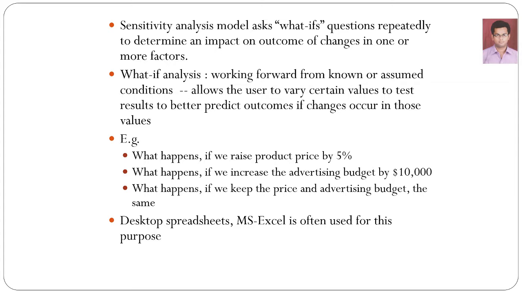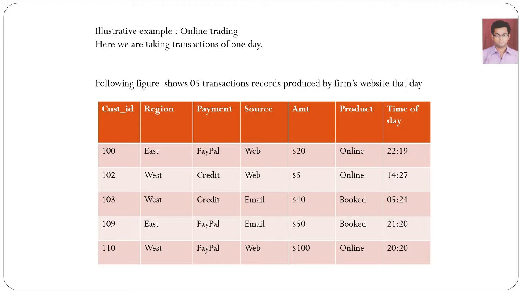Examples: What happens if we raise the product price by 5%? What happens if we increase the advertising budget by 10,000? What happens if we keep the price and advertising budget the same? Desktop spreadsheets, such as MS Excel, are often used for this purpose.